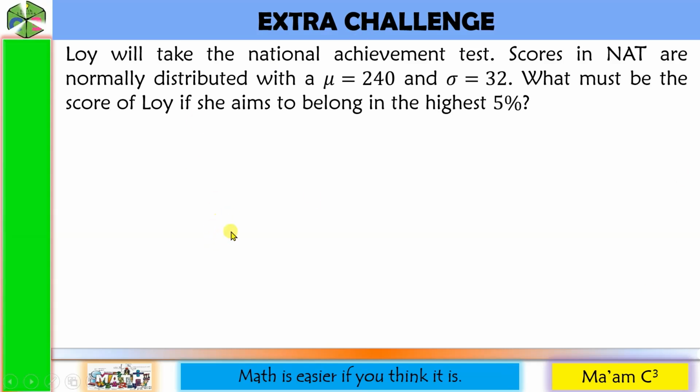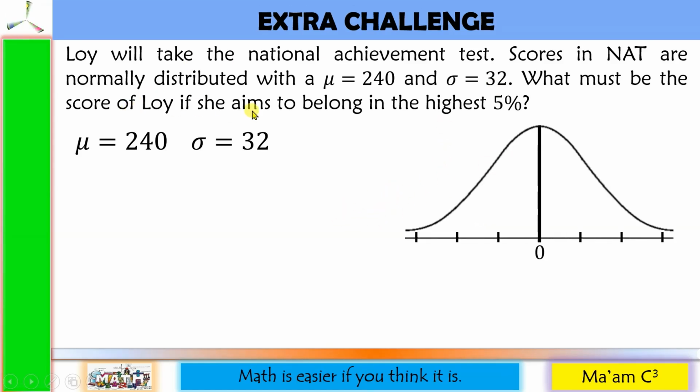So let us identify here. It's already given. Mu is equal to 240. Sigma is equal to 32. But we do not have x value nor z score. So first, let us graph this one. Since Loy aims to belong in the highest 5%, then we are going to shade the rightmost 5%. So this is the 5%. So we are looking for this value of z.